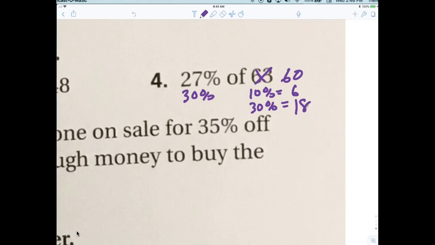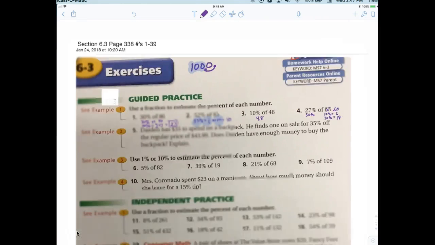Thomas, are you with me? You get it? I want 30%. So I take 10% and multiply by 3. That's what I've been doing the whole class period. So 20%, I would take 10% and multiply by 2. You hear me? All right, come on, man. You got this. All right, here we go.